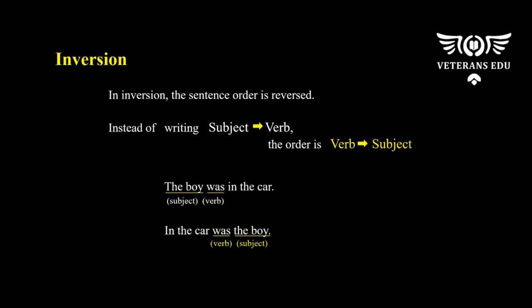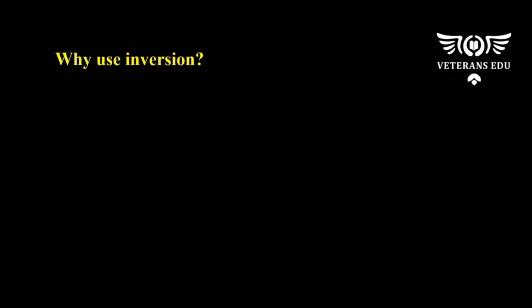So instead of writing the subject first and then the verb, the order becomes verb and then the subject. Let's compare two sentences on the screen. The boy was in the car, and in the car was the boy. And as you can see in the second example, the order of subject and verb has been reversed. So our next question is, why do writers use inversion?